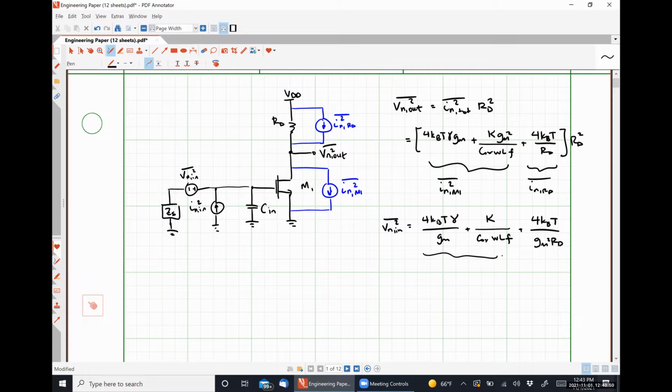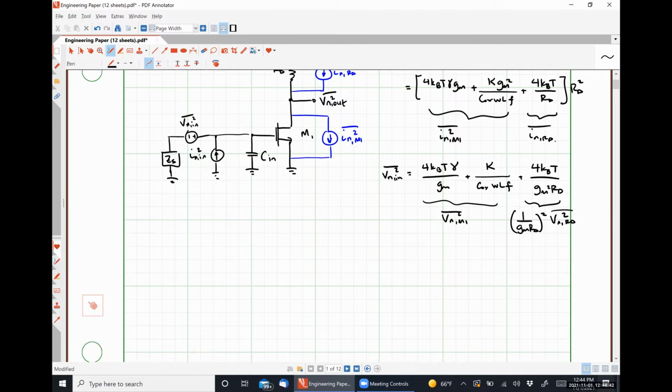Where I'm going to call this bit right here VN M1, and this bit right here 1 over gm RD squared times VN RD. So we have an input referred transistor noise and an input referred resistor noise, right? We're breaking up our total input referred noise into those two parts. So we get from VN out to VN in just by dividing by the gain squared. Okay, so that's the only difference between these two guys.